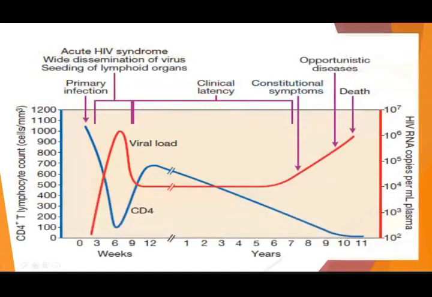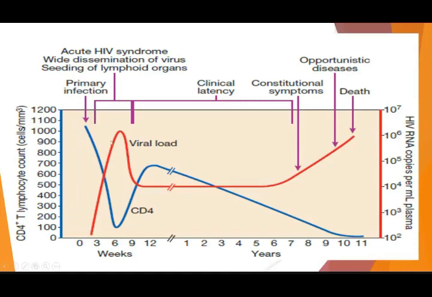In this scheme, you have to know how the virus goes through the immune system in the initial first stage, which we call the acute infection. The viral load will be very high. So this is the primary infection. And the virus will be transmitted and disseminated to various organs, what you call acute HIV syndrome. Wide dissemination of the virus, seeding of lymphoid organs, the lymph nodes.